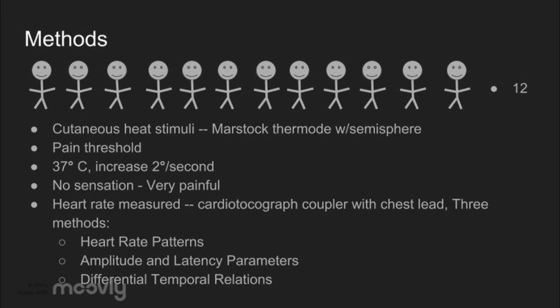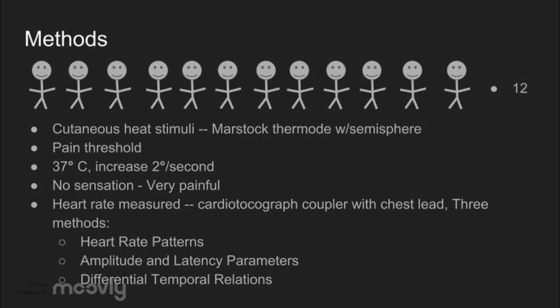The stimulus was then introduced in phases to the subject starting at 37 degrees Celsius with a constant heating rate of 2 degrees per second. The subject then rated the stimulus on a 9-point scale from no sensation to very painful. The heart rate was then measured as the pain stimulus was given using a cardiotocograph coupler with a chest lead.